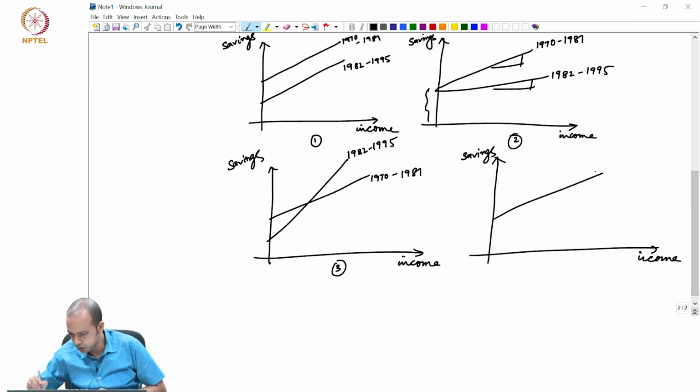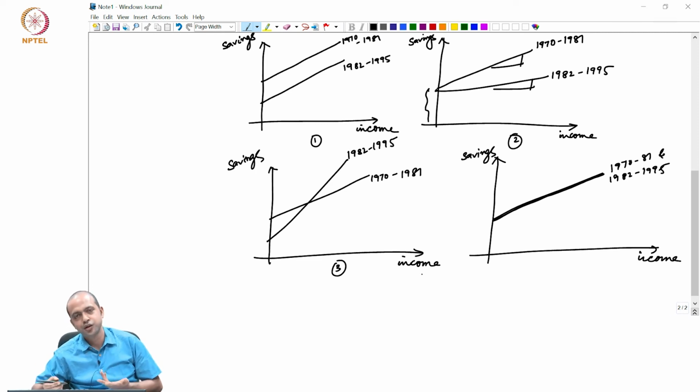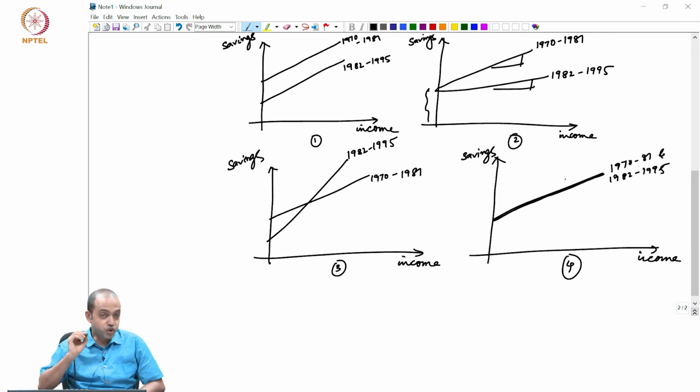So, these basically indicate 1970 to 81, also 1982 to 1995. For both the periods, neither the slope nor the intercept is different. So, that means this is called concurrent relationship. So, both the time periods can be specified by one single equation. So, Chow test can tell you that this case 4 is actually rejected. So, we are eliminating case 4.